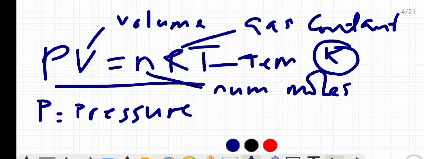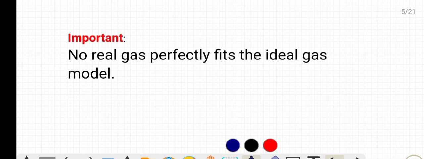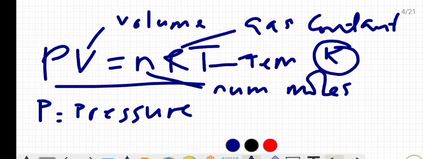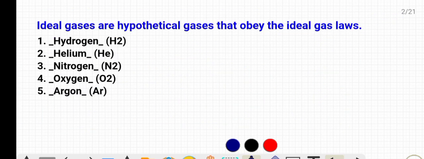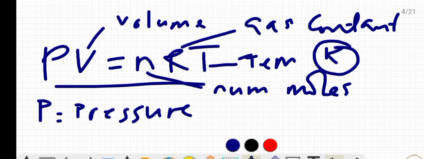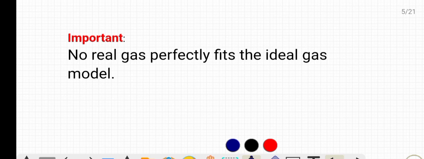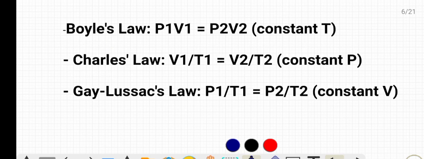We've got to note that no real gas perfectly fits the ideal gas model. All these gases here, as we mentioned, are just considered to be ideal gases under certain conditions. Otherwise, they're also capable of deviating from the behavior of the ideal gases. I want us to look at these three gas laws: Boyle's law, Charles' law, and Joseph Gay Lussac's law.